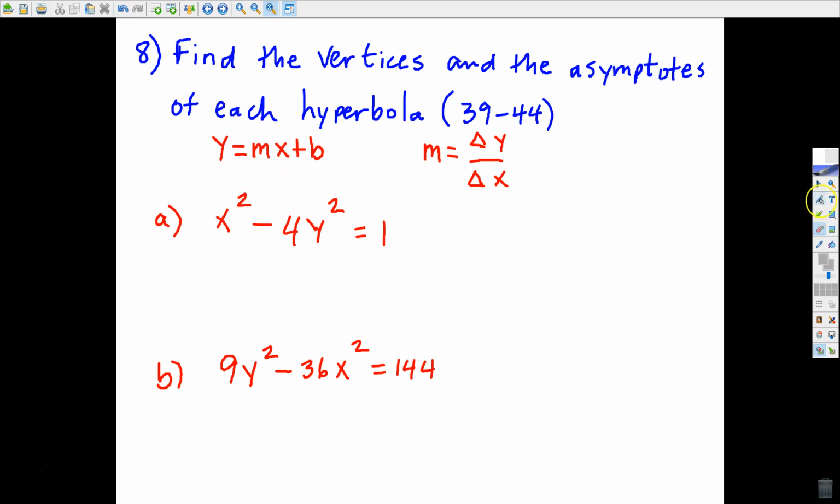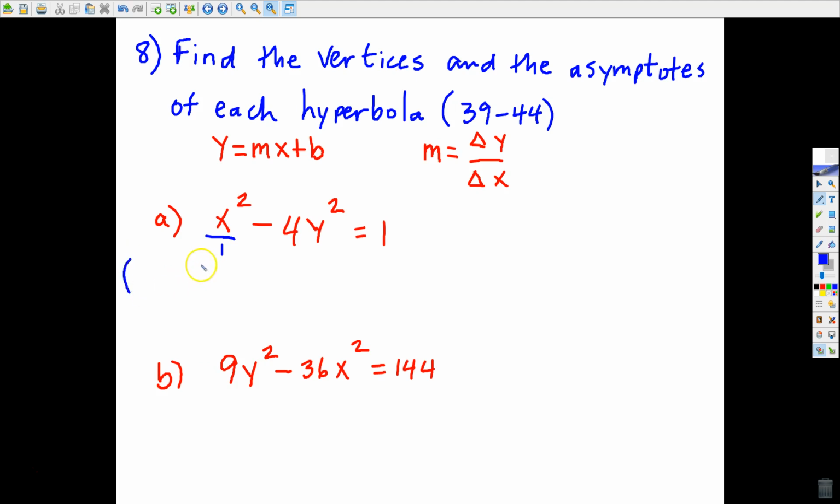Well, remember, vertices indicate the points where our 2 parabolas are going to cross a particular axis. And in letter A, we're only going to be crossing the x-axis. And where we cross is, again, vertices, and that will be the square root of a squared. And remember, for hyperbolas, a squared is always the first denominator, and b squared will always be the second. So the square root of 1 is just 1.